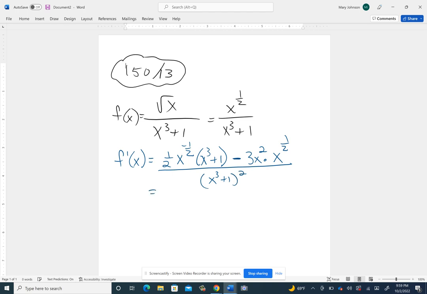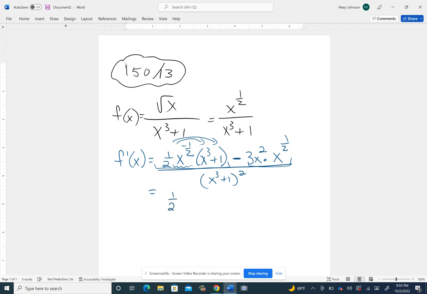Okay, so now I'm going to think about how to clean this up. One thing I could do is distribute this 1/2 x to the negative 1/2 to get rid of those parentheses. So I'm going to go ahead and do that. I think it'll be easier for you to see what I'm going to do after that. However, I could have factored out an x to the negative 1/2 from this first chunk right here and then done the same from here. But I'm going to do it by first getting rid of those parentheses.